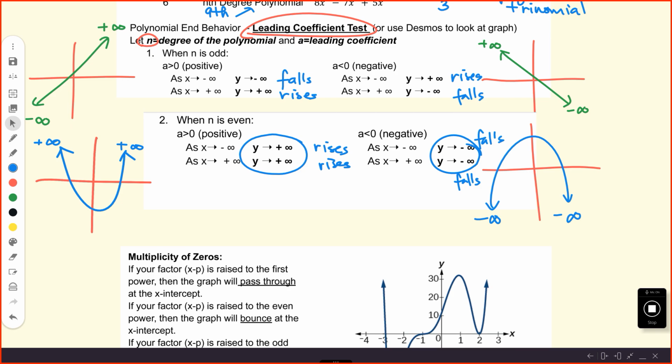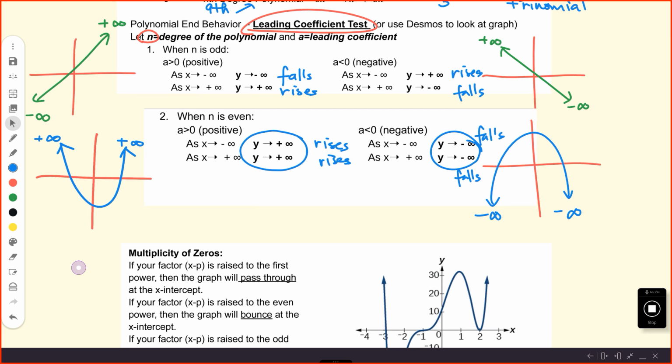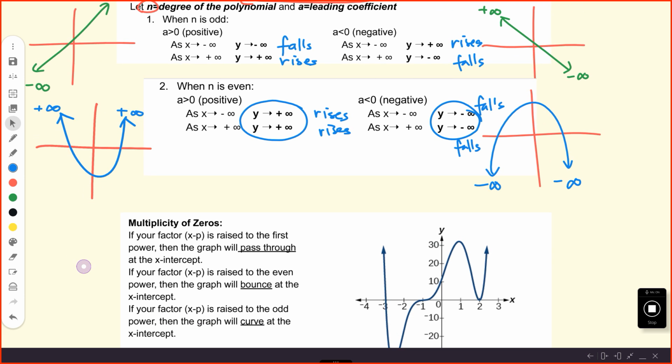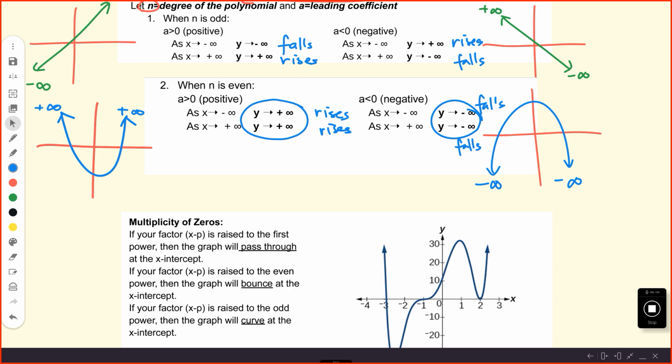Because on the quiz, which will be this coming Friday, there will be part 1 and part 2. Part 1 is no calculator. Part 2 is using your Desmos. So this is part of part 1. You don't need a graph if you know the leading coefficient test. All right, we can practice later on, but again, that's the concept.